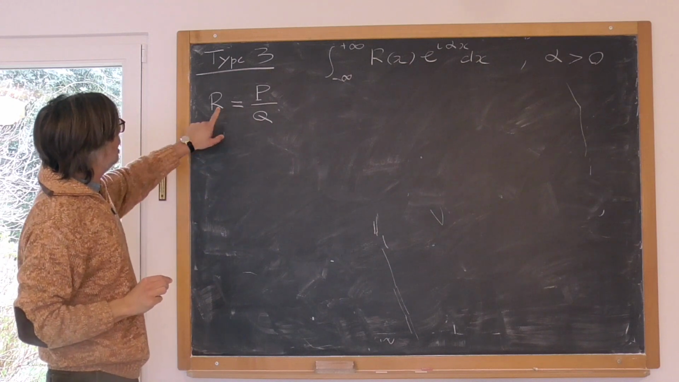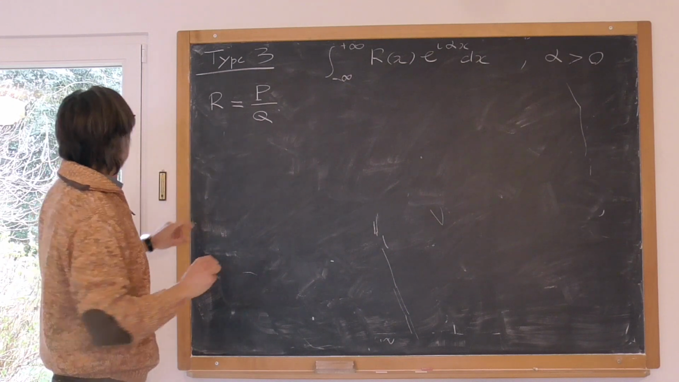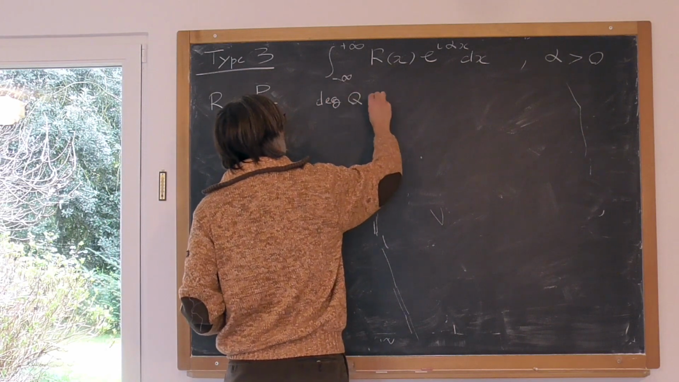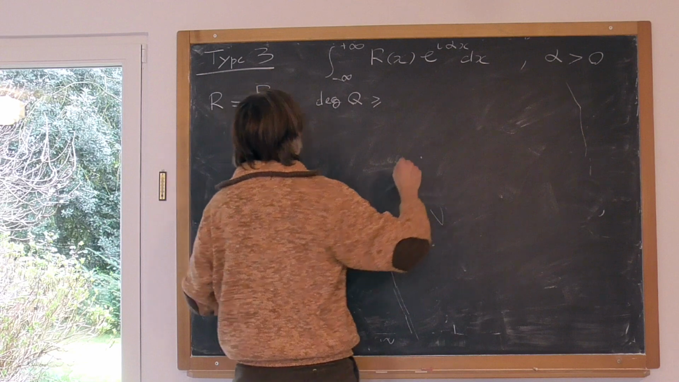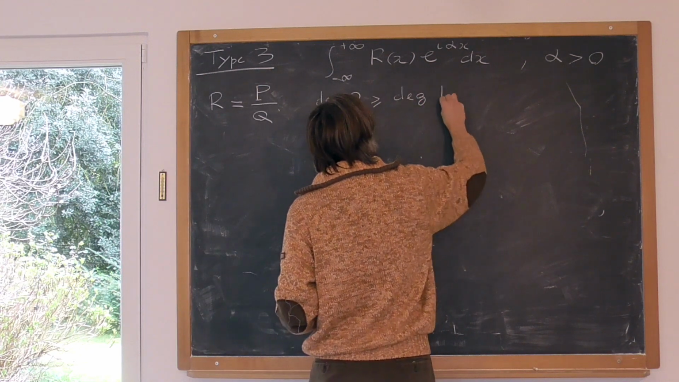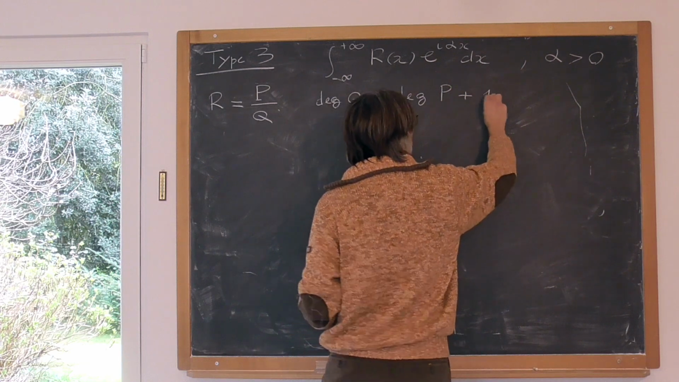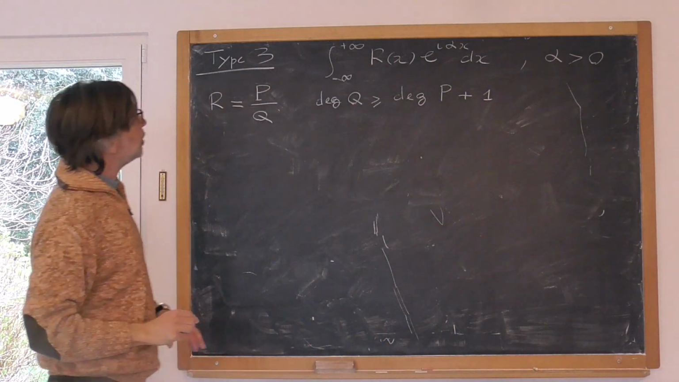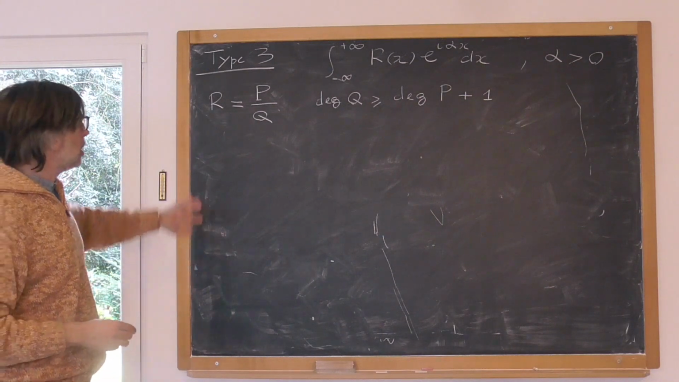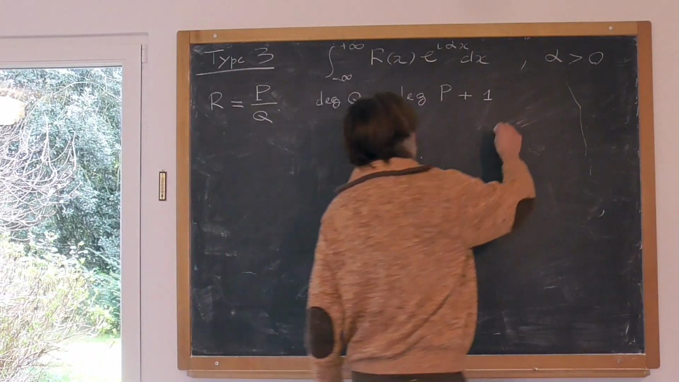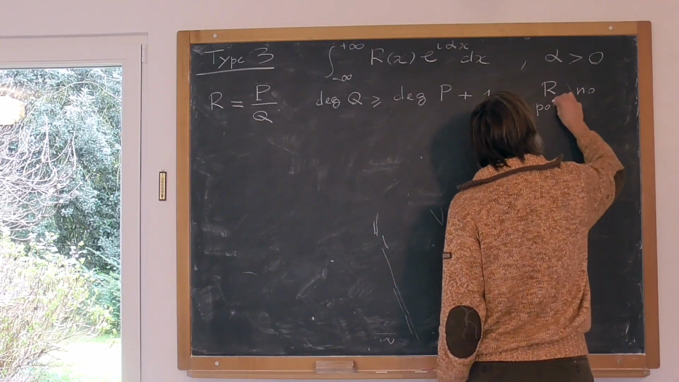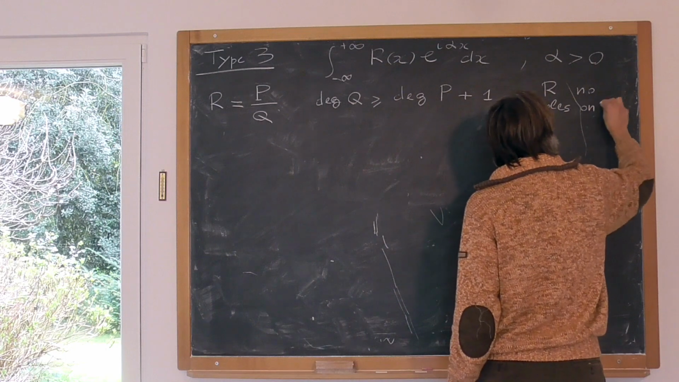And now the condition is only that the degree of q is at least one more than the degree of p. So it's greater or equal than degree of p plus 1. Okay. So a weaker condition on the rational function, but again, as before, r should have no poles on the real axis.